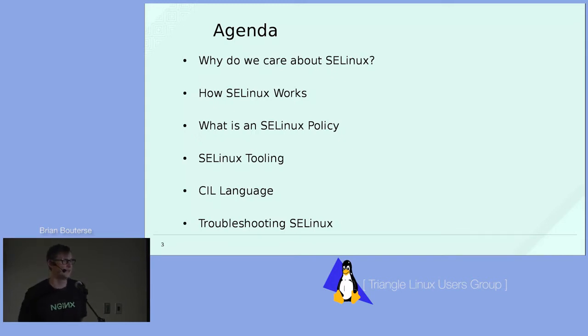We're going to look at some SELinux tooling, which is a practical guide to administrating it on a day-to-day basis. I'm going to try not to have a very theoretical presentation here, so we're going to look at some practical administration stuff. And then we're going to talk about this thing called the CIL language, which is the Common Intermediary Language. And we're going to finish with some SELinux troubleshooting, which I'm sure you'll have a chance to do in the near future.